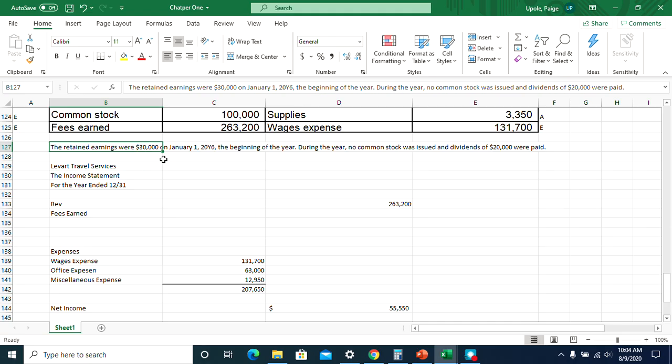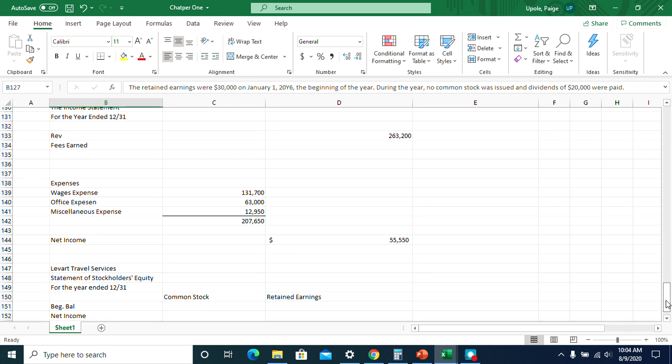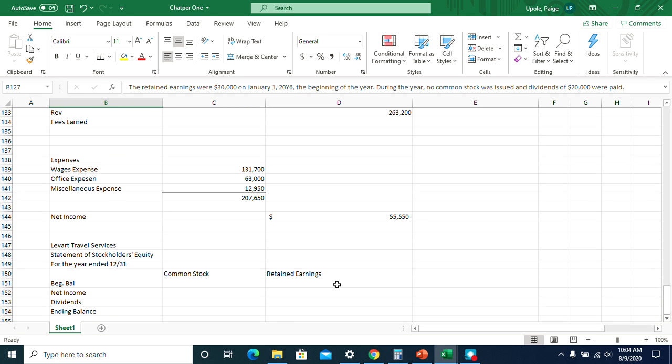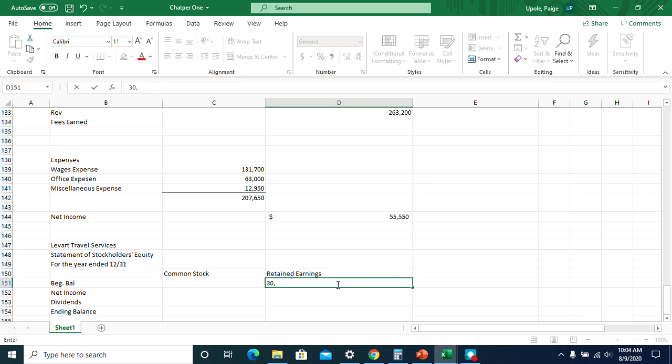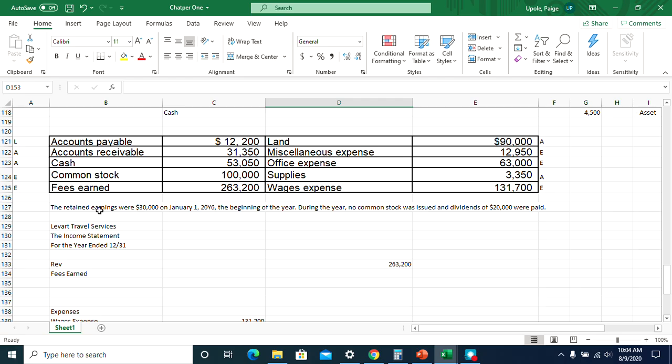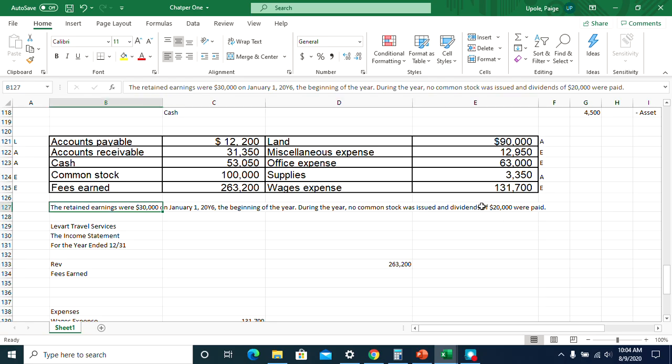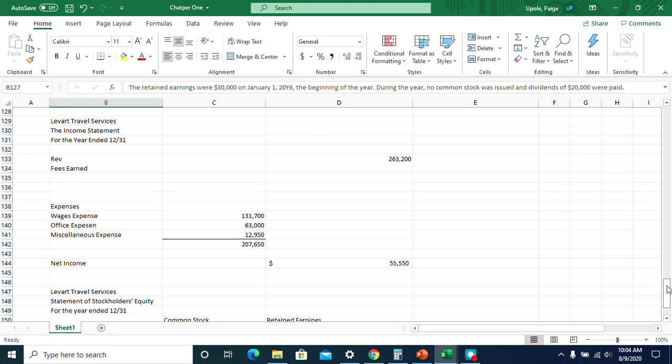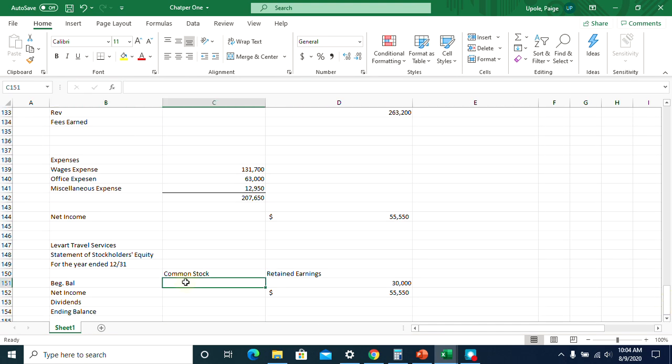So I need to take this number, the $30,000, and put it down here in retained earnings, because this is what I started with. I take my net income number from up here, right, my $55,550. I put that in my retained earnings column because that's where it belongs. Retained earnings is made up of net income, which is revenue, expenses, and any dividend payments. And then remember, up here, our problem also said dividends of $20,000 were paid. No common stock was issued. So that means our common stock column is not going to have any activity, right?